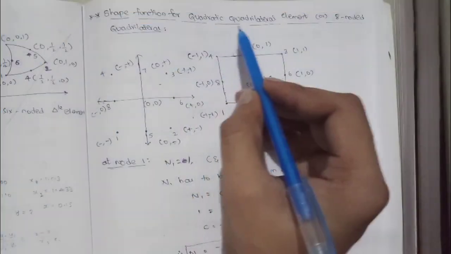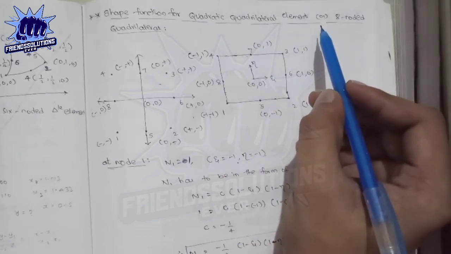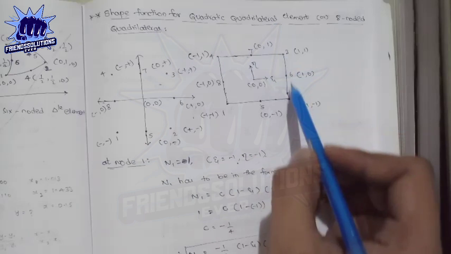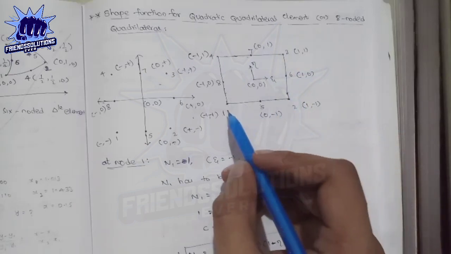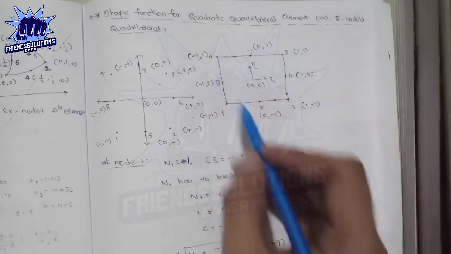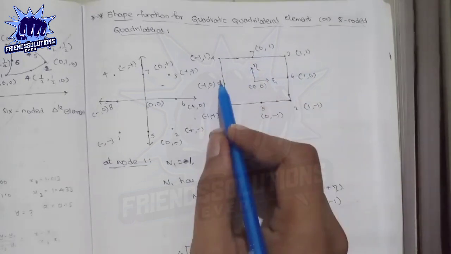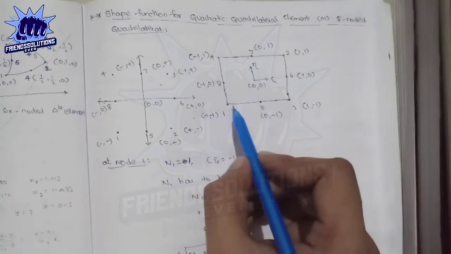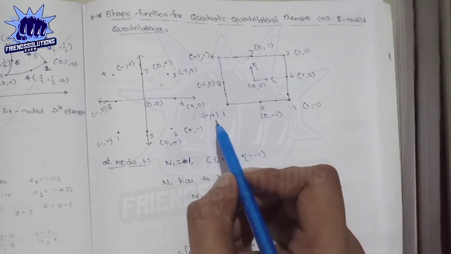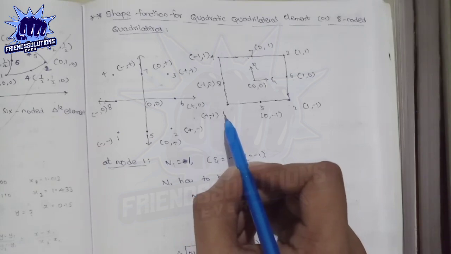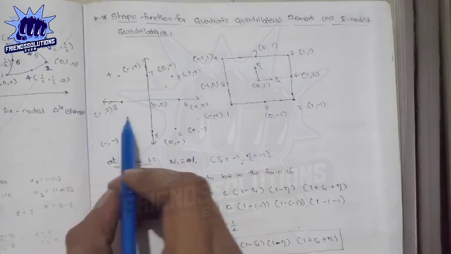Shape function for quadratic quadrilateral element, known as the 8-noded quadrilateral. Now let us consider a quadrilateral element with 8 nodes: node 1, 2, 3, 4, 5, 6, 7 and 8. Now for each node we have to give coordinates. So how to find the coordinates for each node comes to here.